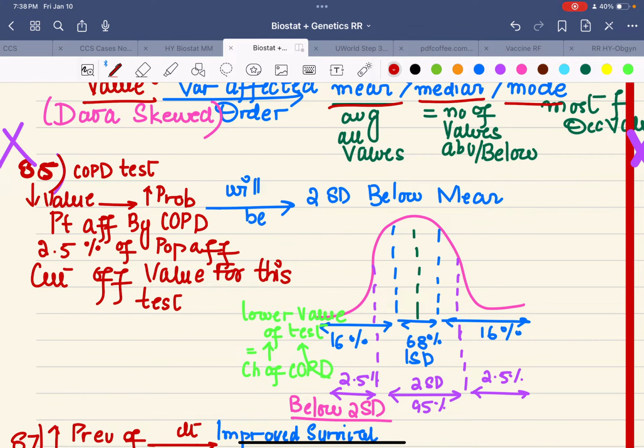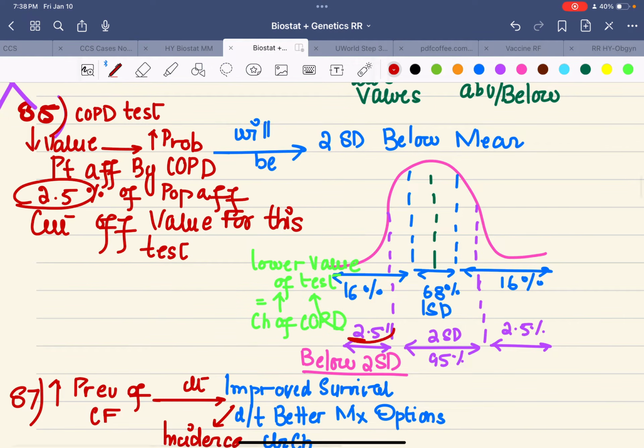COPD test, decreased value means increased probability that the patients are affected by COPD, and the patients affected by severe COPD are 2.5% of the population. How do we find the cutoff value for the test? We find the cutoff value by saying that on each side we have 2.5%, so it means that in the center we would have 95%, which is 2 standard deviations.